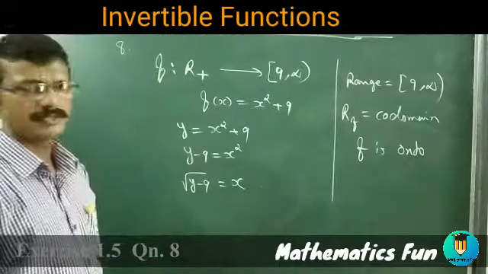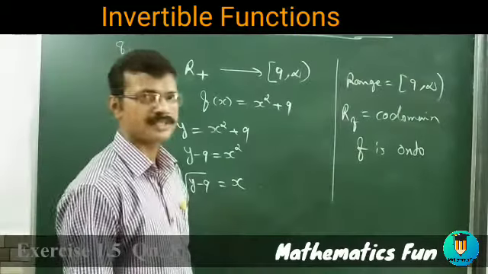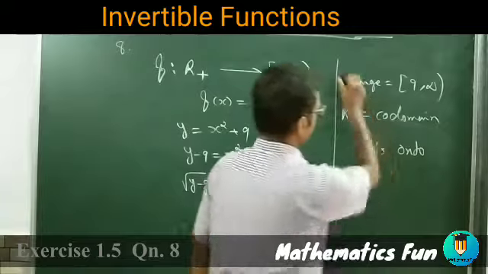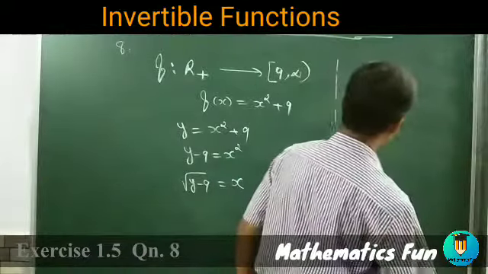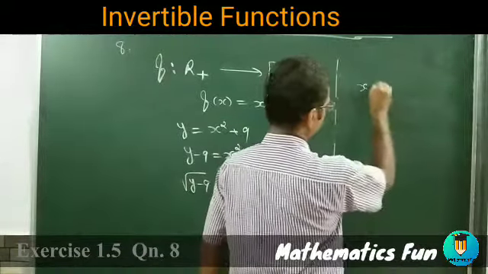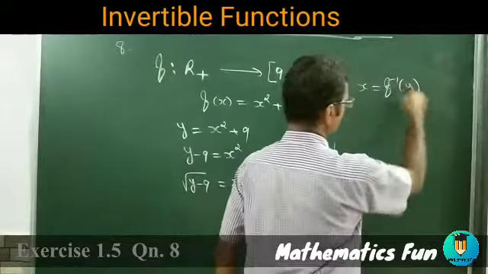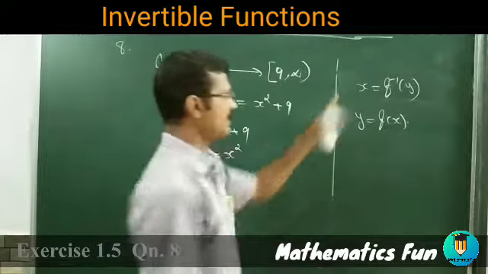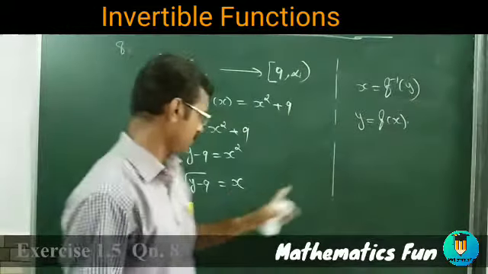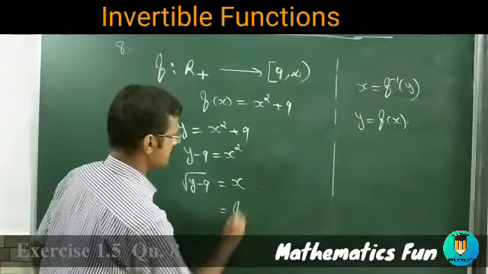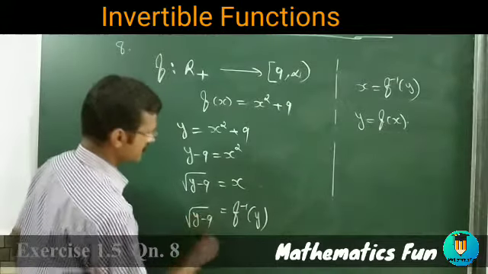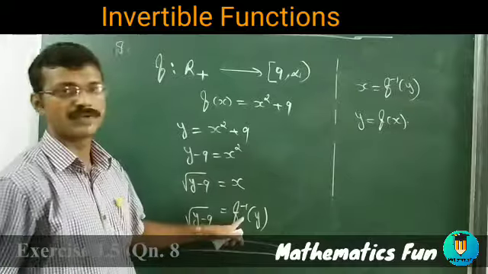And in the definition of inverse part, I have said there are certain points. We have a result: x is equal to f inverse y if and only if y is equal to fx. So if I use this x, I can write it as f inverse y is equal to root y minus 9. So this is the inverse, f inverse.